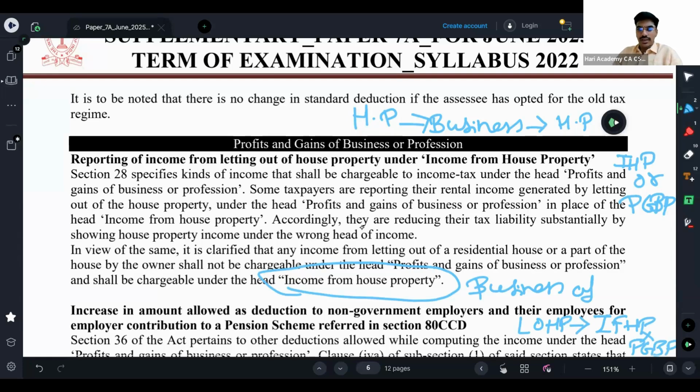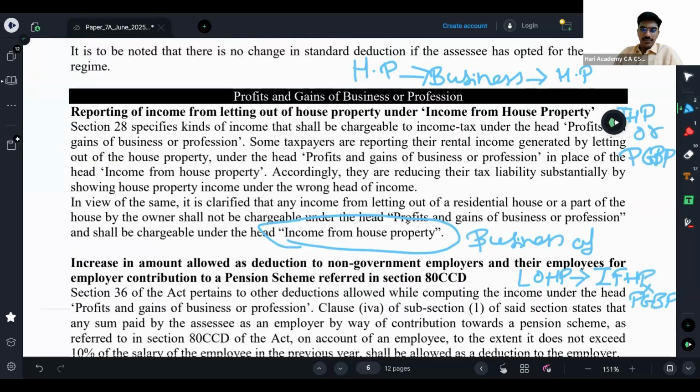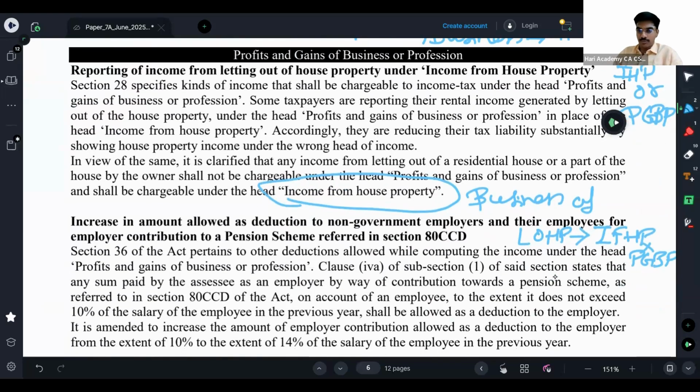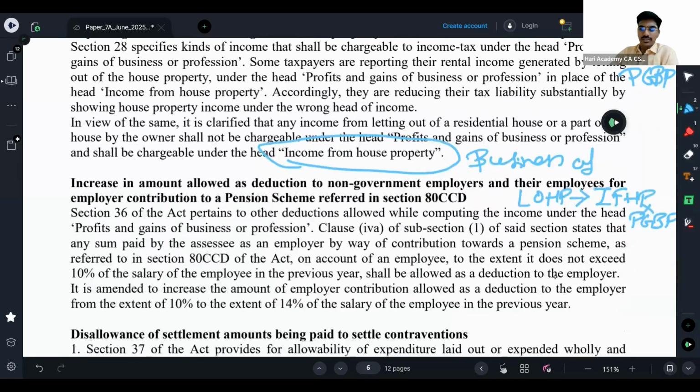Next is in relation to the increase in deduction which is available for contribution to the new pension scheme under 80CCD. As you all know, there are two pension schemes, old pension scheme and new pension scheme. The new pension scheme was not highly accepted by the people, so they gave multiple relaxations to that. Earlier, the deduction was available if I make a contribution of up to 10% of my salary.